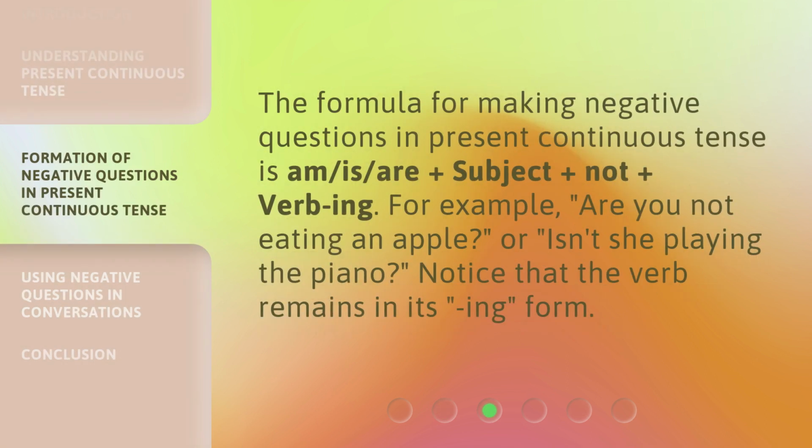The formula for making negative questions in present continuous tense is am, is, are plus subject plus not plus verb-ing. For example, are you not eating an apple? Or, isn't she playing the piano? Notice that the verb remains in its -ing form.